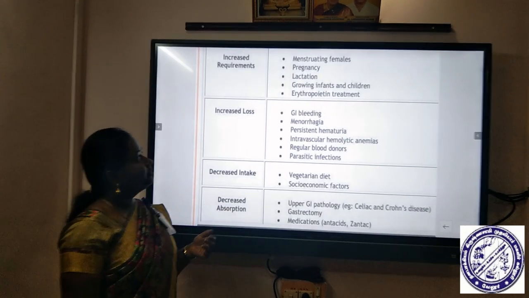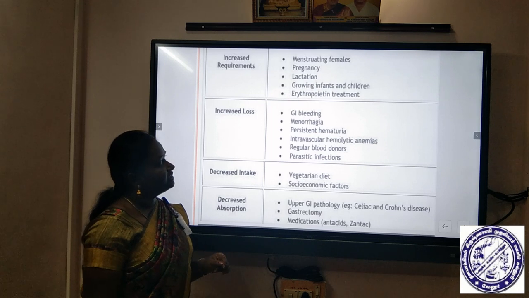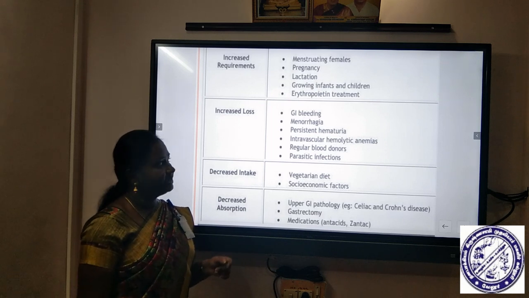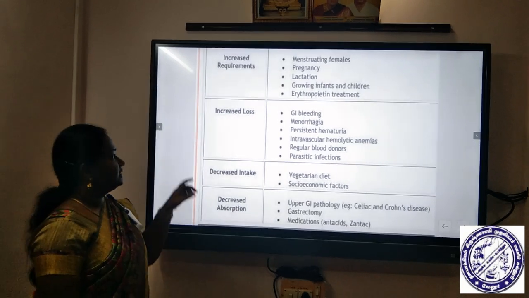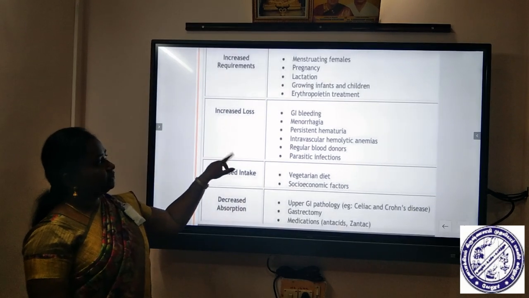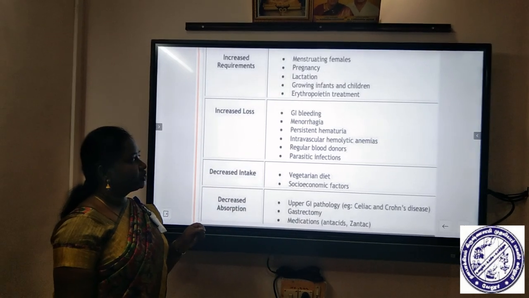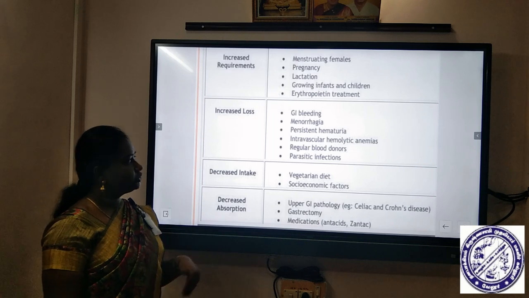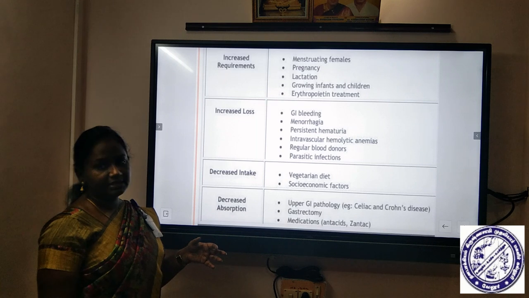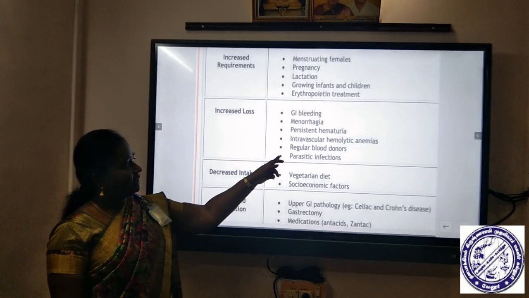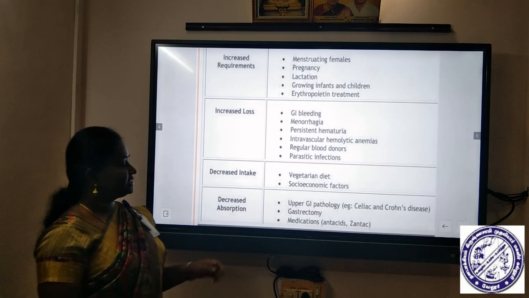So a lactating woman has to take an increased amount of iron, and also growing infants and children, and erythropoietin treatment. Erythropoietin means biosynthesis of the RBCs. And increased blood loss will be due to bleeding, GI bleeding. GI is the gastrointestinal tract, right from our mouth to the anus, and menorrhagia, persistent hematuria. Hematuria is a loss of blood in the urine, and intravascular hemolytic anemias, regular blood donors, parasitic infections.